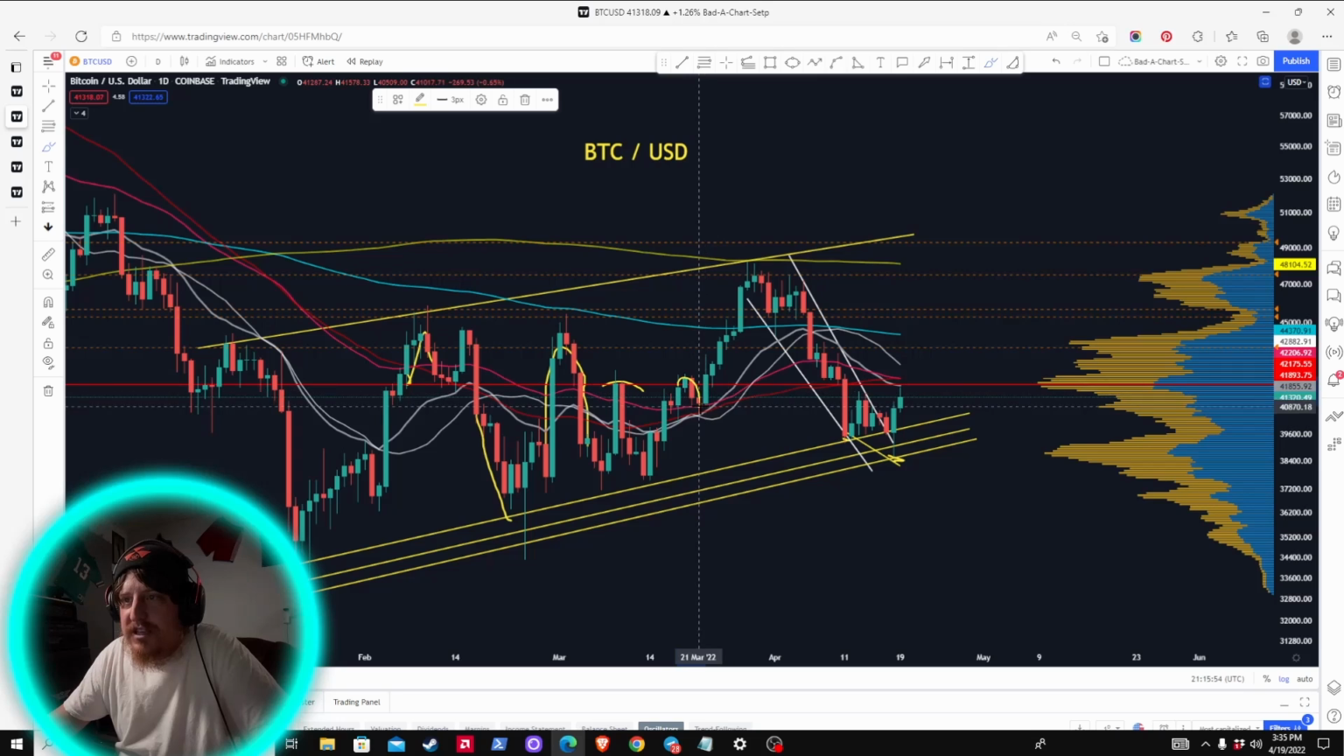Here it peaked its head above, lost temporarily, but it was able to break, retest, and that's when we had our last push to our 48,000. So we need to regain that level.